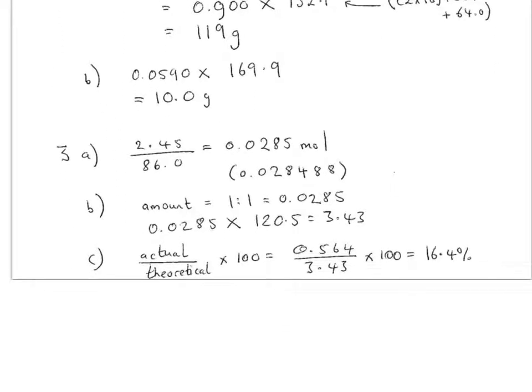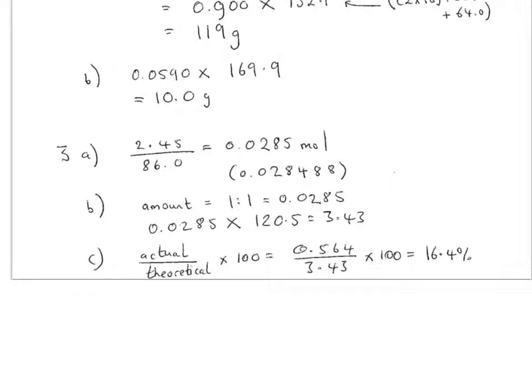3a, we've got a reaction there between hexane and chlorine, which forms 2-chlorohexane. Calculate the amount in moles of 2.45 grams of hexane. Molar mass of hexane is 86.0. Mass divided by molar mass gives 0.0285 moles of hexane.